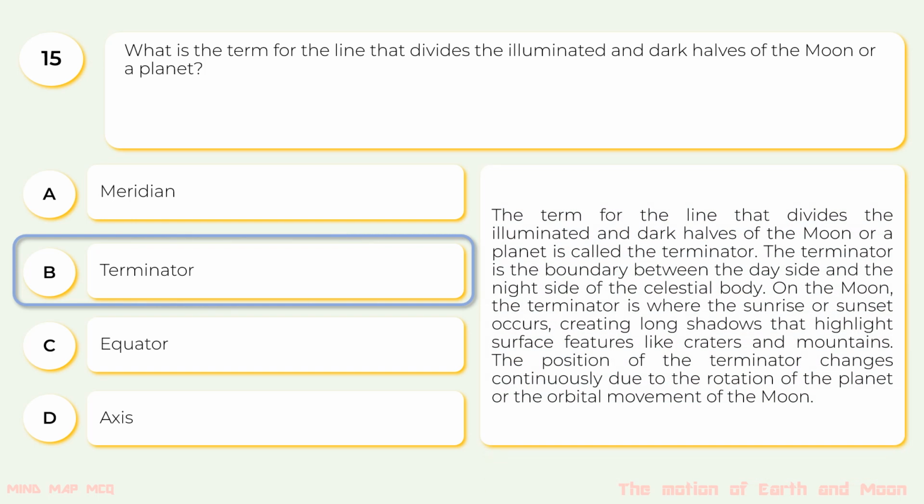Terminator. The term for the line that divides the illuminated and dark halves of the moon or a planet is called the terminator. The terminator is the boundary between the day side and the night side of the celestial body. On the moon, the terminator is where the sunrise or sunset occurs, creating long shadows that highlight surface features like craters and mountains. The position of the terminator changes continuously due to the rotation of the planet or the orbital movement of the moon.